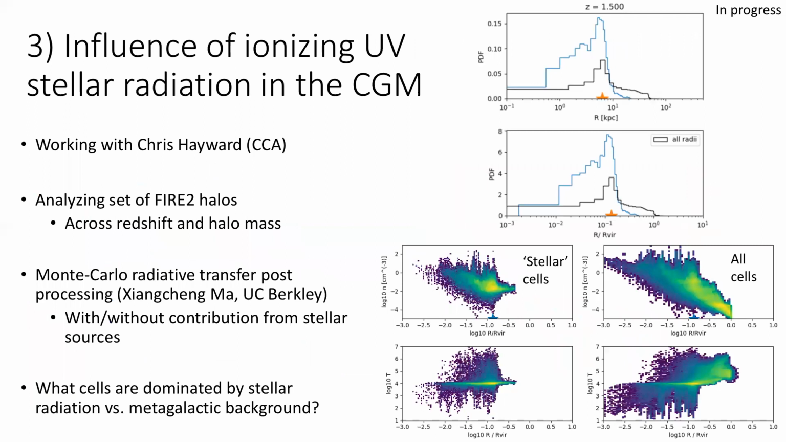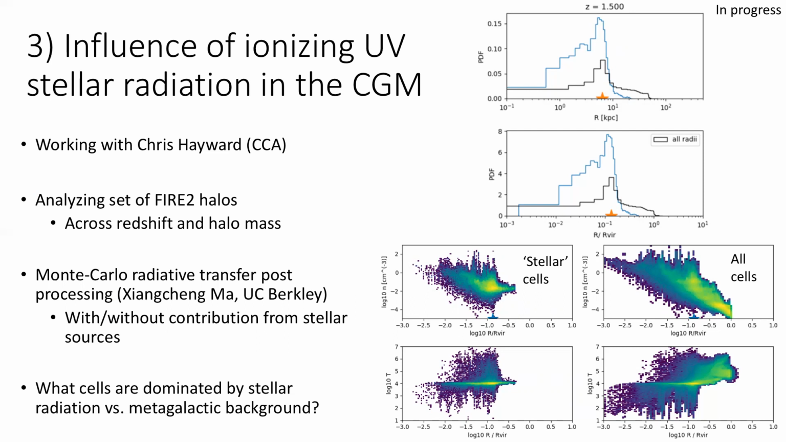And so for my third project, I'm trying to quantify the influence of ionizing UV radiation, specifically because in a lot of post-processing, it's very common to just assume that the only radiation field there is the metagalactic field. That makes sense when you're far away from the galaxy, but it becomes more of a problem as you get closer to the center of the halo.